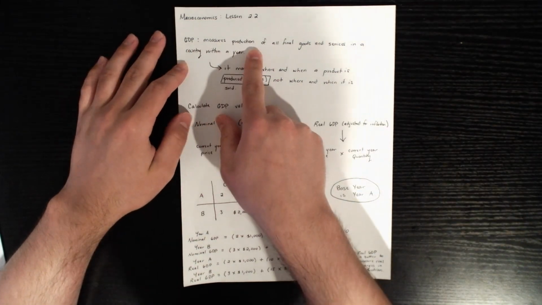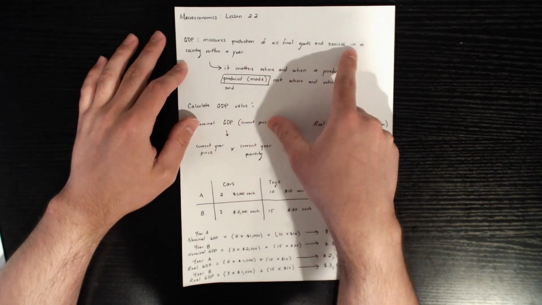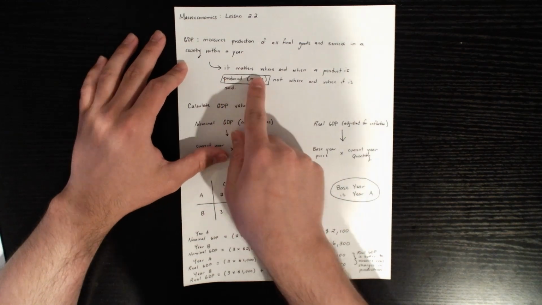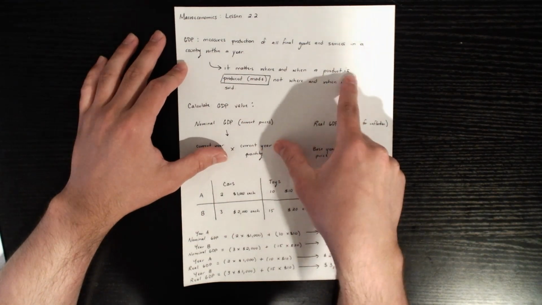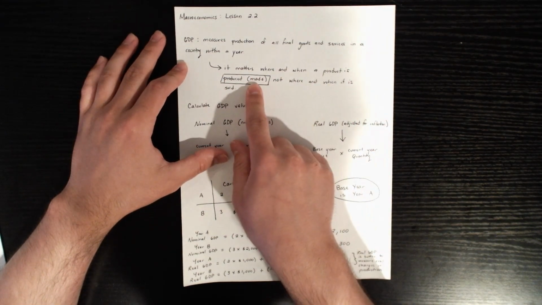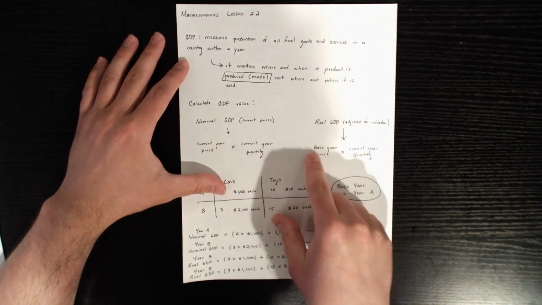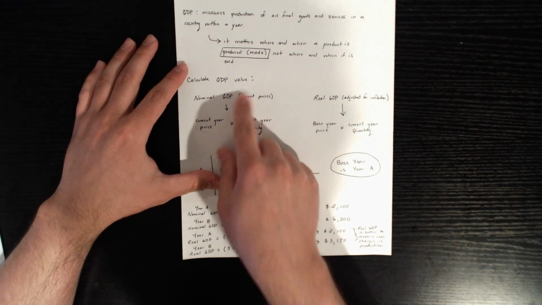GDP measures the production of all final goods and services in a country within a year. It matters where something is produced, where it's made, not where it's sold, to be counted in GDP. To calculate GDP, we have two methods.